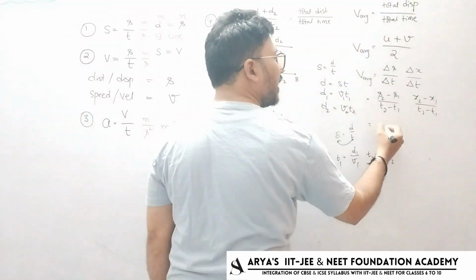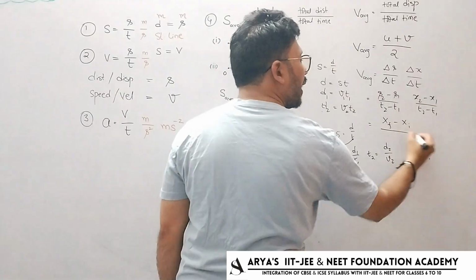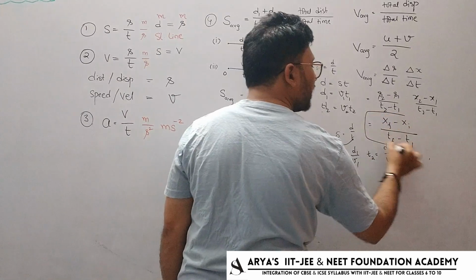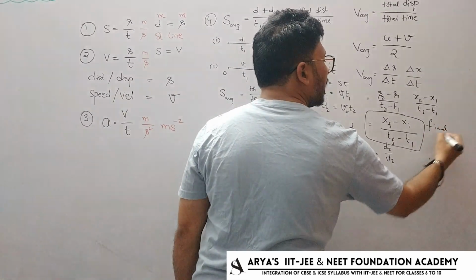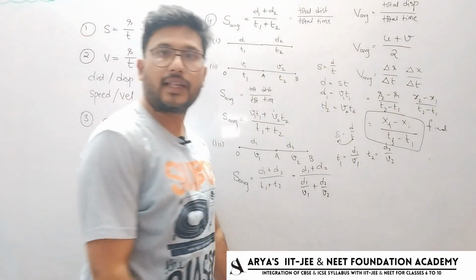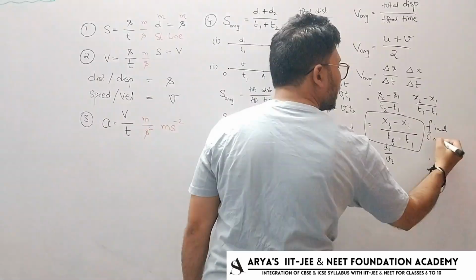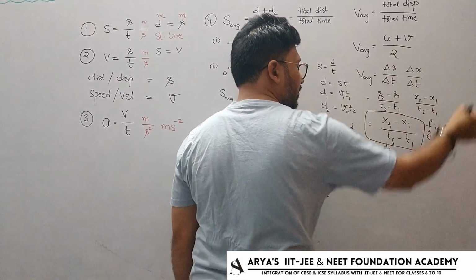Or simply, xf minus xi by tf minus ti. What is f and what is i? F is final. I is initial. Very good. Like that you should take: final minus initial. This we can take when we draw graphs.